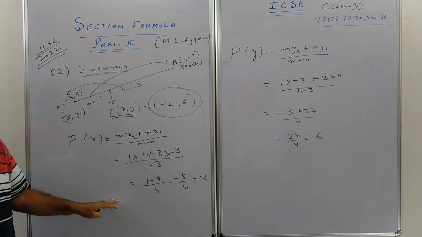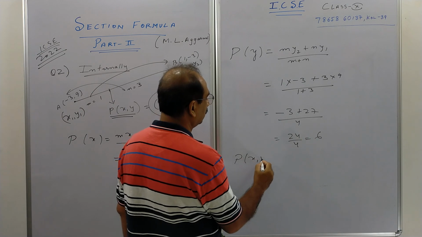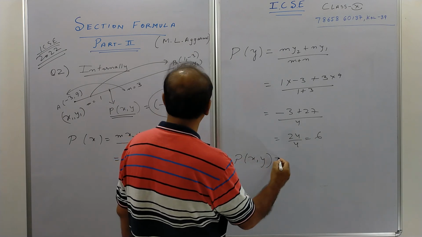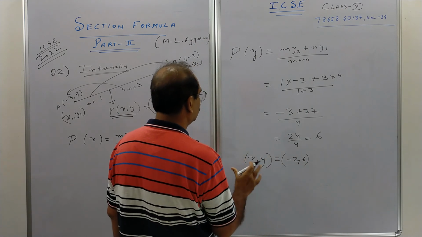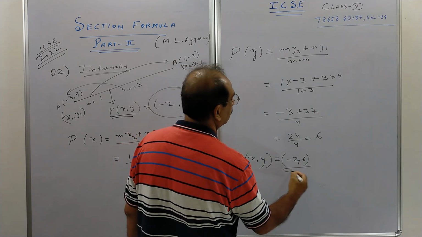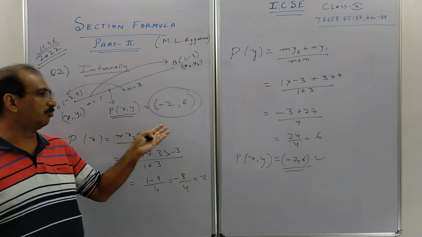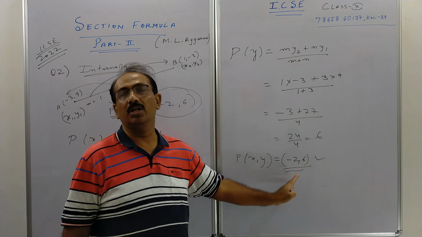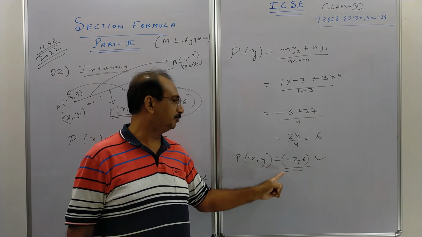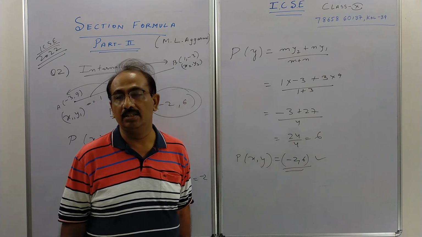Coordinate of P is, so at the end what do you do, children? Because the teacher will look for the answer. So at the end you will write this, and the teacher will see this. This will be a 3-mark question: 1 mark for X, 1 mark for Y maybe, and 1 mark for the ordered pair. Minus 2, 6. So always write the answer at the end.